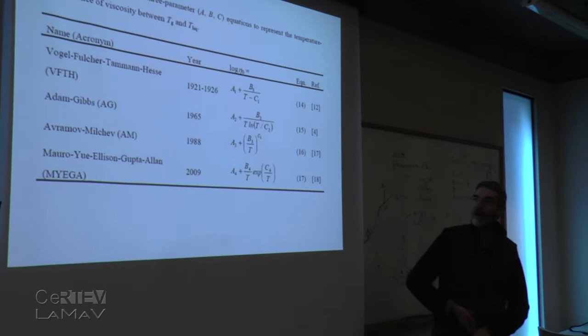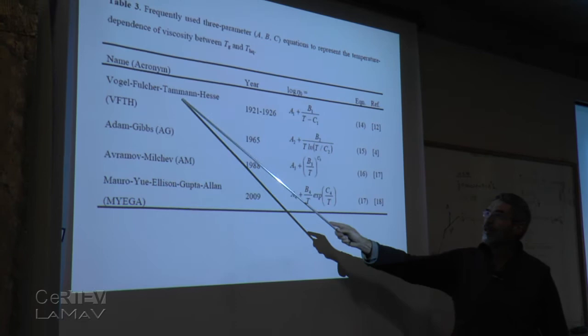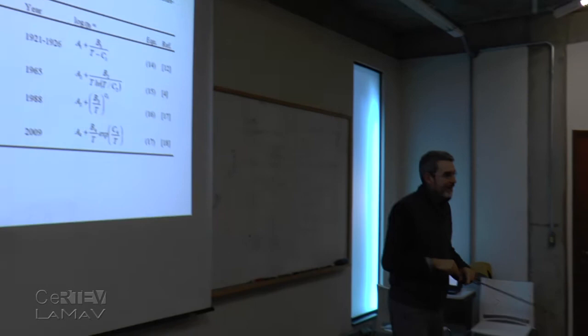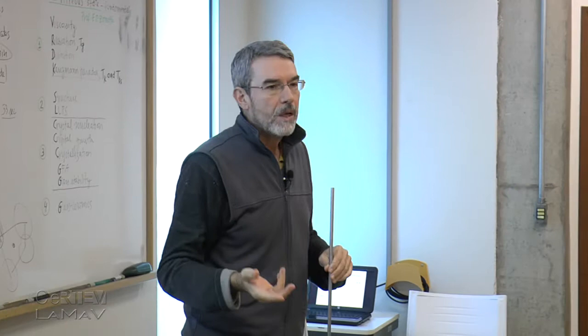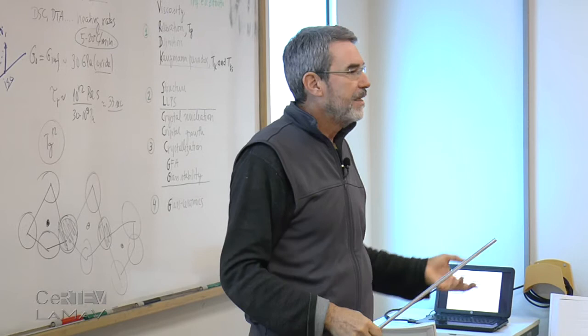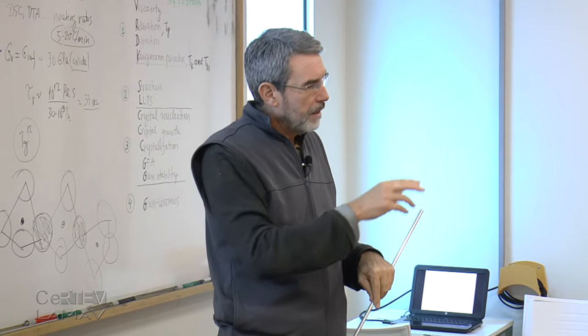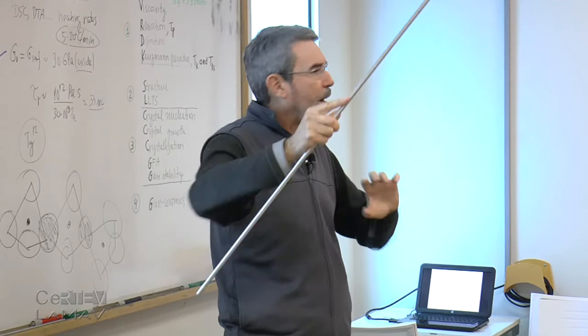Remember that in those days, there was no internet. So these guys were working in the US, in Germany, in Russia, in Germany. They did not know that somebody else was working. They did it independently. And they tested different oils, honey, maple syrup, glycerin, different materials which were easy to measure at lower temperatures, and they had data points, and they tried all possible combinations of polynomials, and they found that this is a good one.